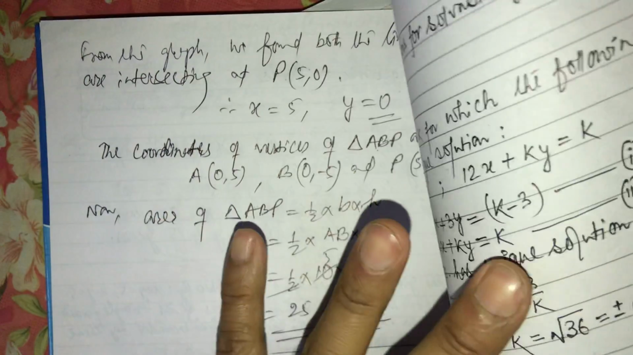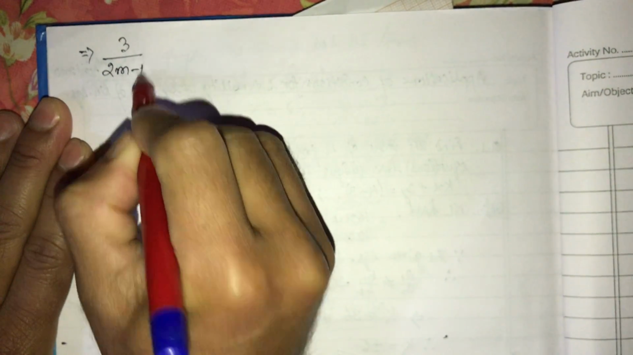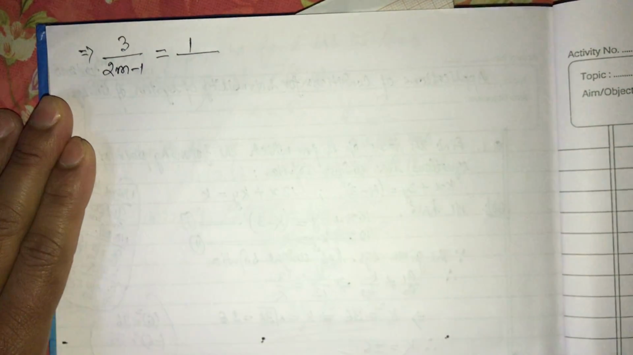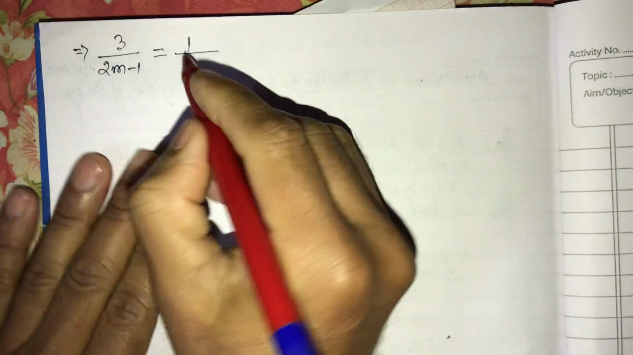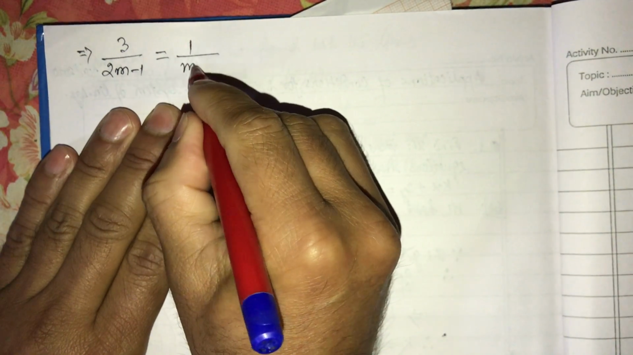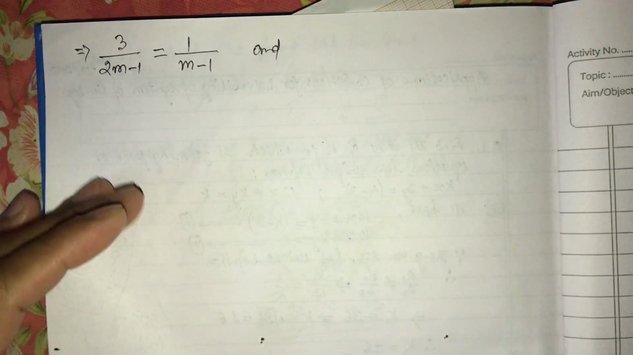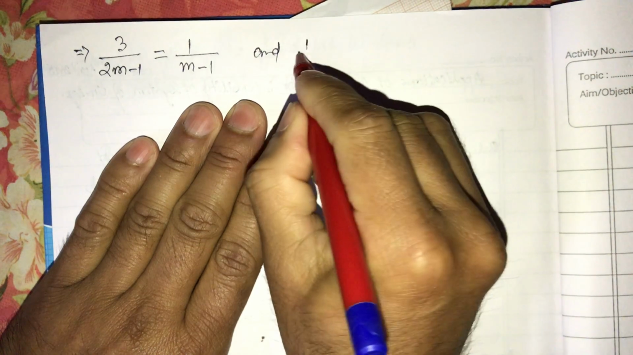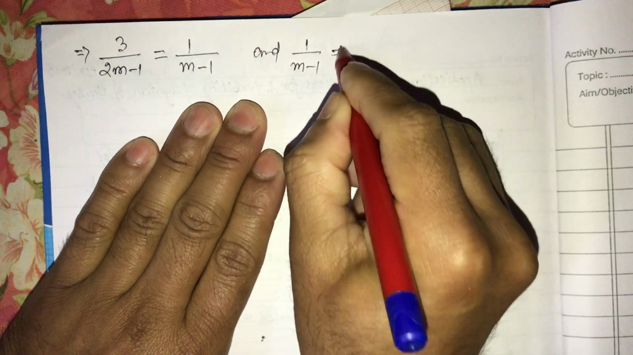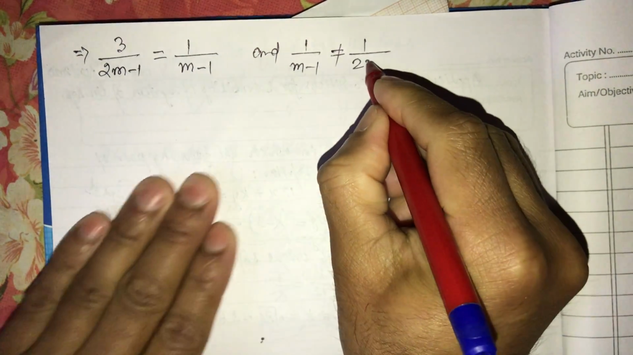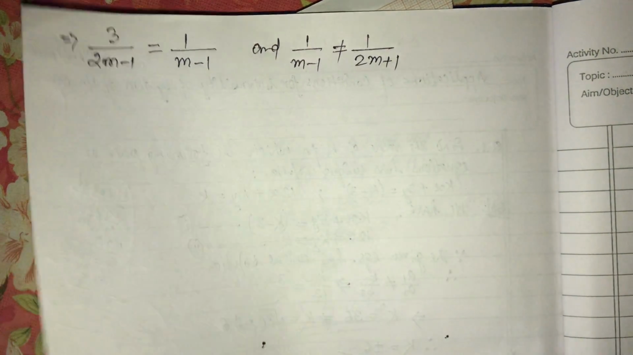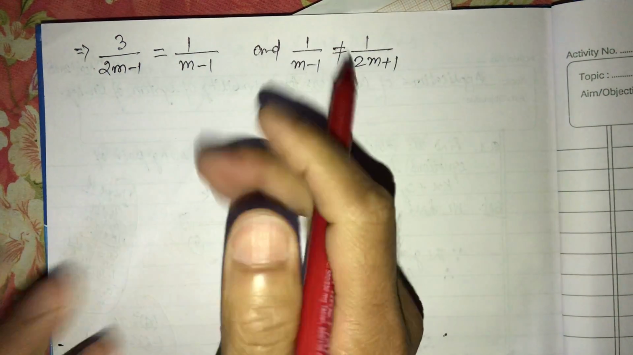So the first relation was 3 by 2m minus 1 is equal to 1 divided by m minus 1. And let me write the second also: 1 by m minus 1 was not equal to 1 by 2m plus 1. Okay, so these were the relations here. Now we can solve it.